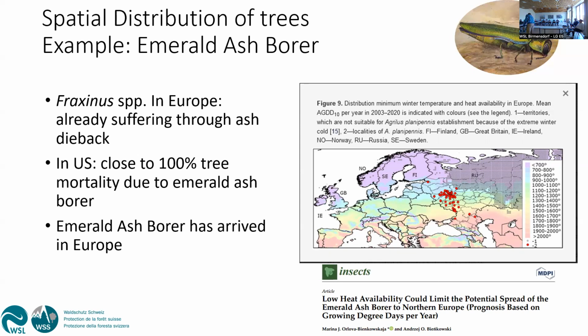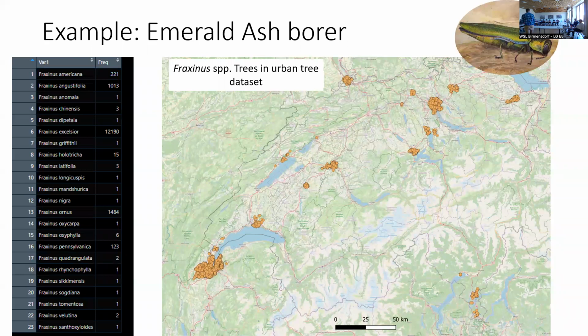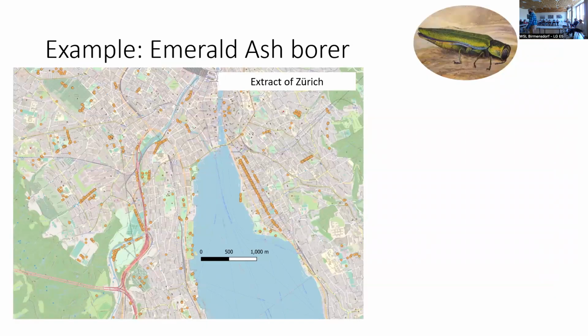So what does that mean? If we look just into our urban tree data sets, we see that almost every urban tree data set that we have, I think the only one that doesn't have ash trees in my data sets is Ruhr, right? All these data sets have ash trees. So that should make some people nervous because you have to find replacements for these trees. And then if we zoom in further, we look at the spatial distribution, and that's something I wanted to just illustrate with this case.